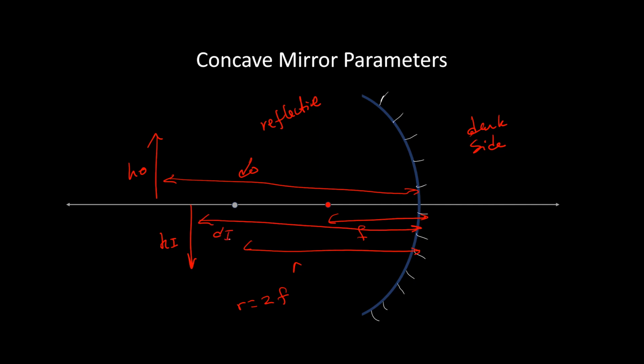This is what we call the distance to the image. Everything on this side is positive, in terms of distances, not heights. DO, DI, F are all positive on the right side, on the light side of the mirror.